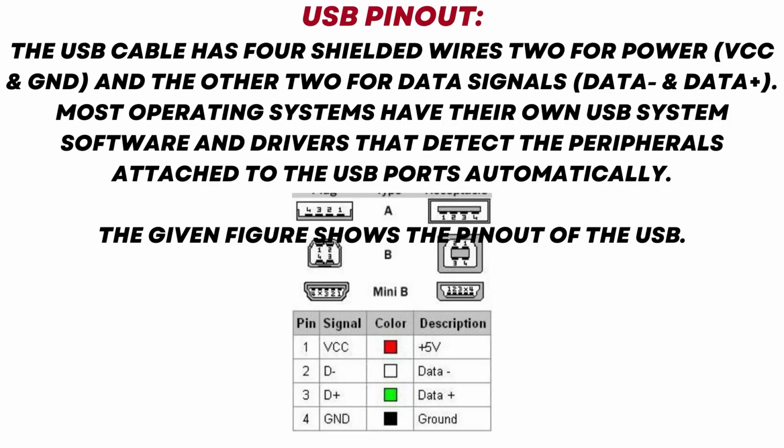The USB cable has 4 shielded wires, 2 for power, VCC and GND, and the other 2 for data signals, data minus and data plus. Most operating systems have their own USB system software and drivers that detect the peripherals attached to the USB ports automatically. The given figure shows the pinout of the USB.